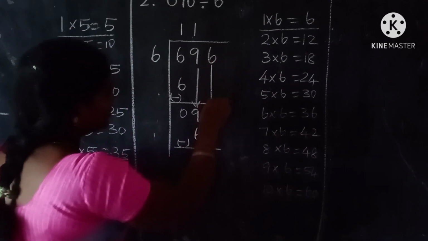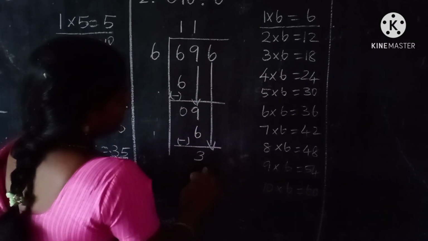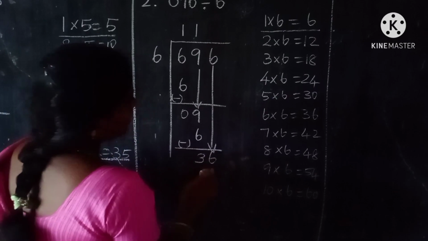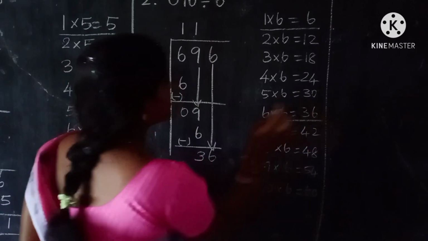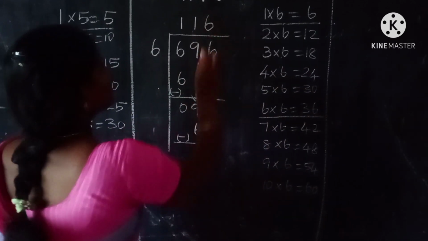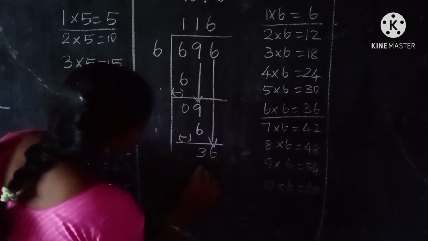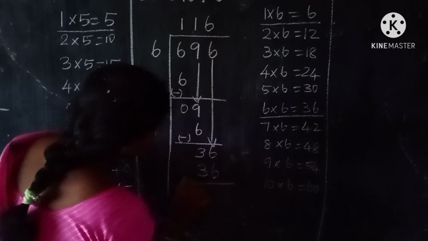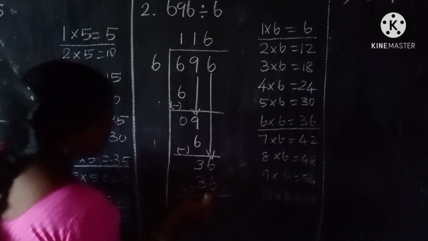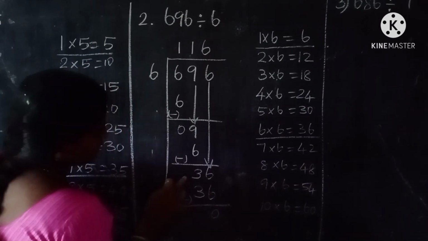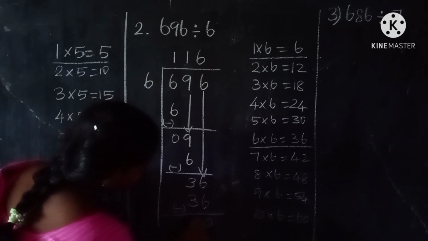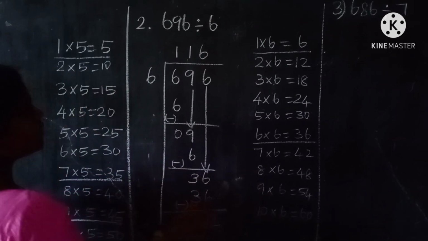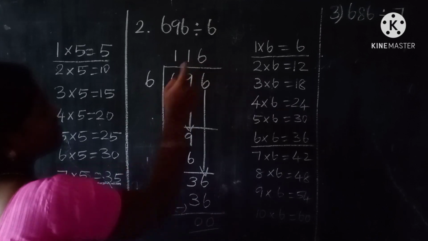Next we write down the next number, 6. How many 6s are 36? 6 6s are 36. Here put the subtraction symbol. 6 minus 6, 0. 3 minus 3, 0. Here 0 is the remainder. 116 is the quotient. Third sum.